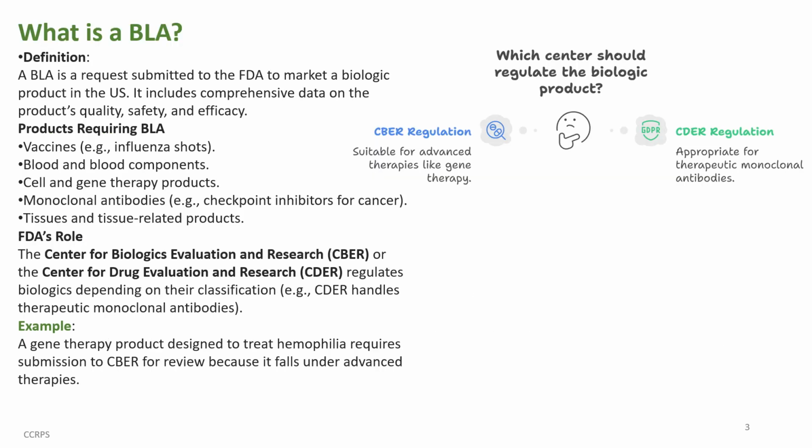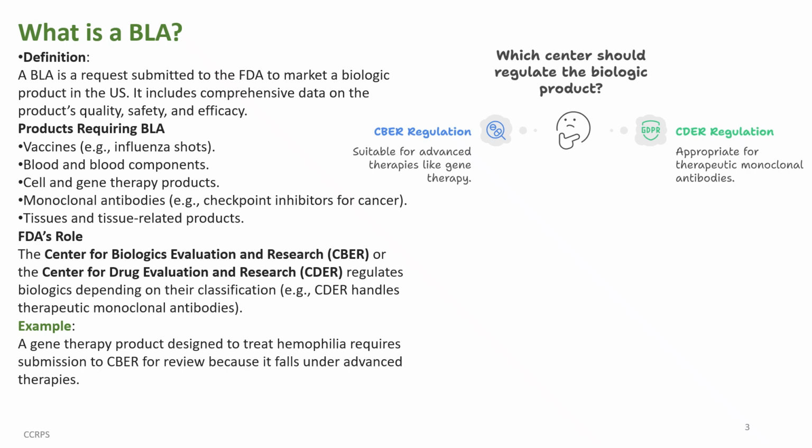What is a BLA? Definition: a BLA is a request submitted to the FDA to market a biologic product in the US. It includes comprehensive data on the product's quality, safety, and efficacy. Products requiring a BLA: vaccines such as influenza shots, blood and blood components, cell and gene therapy products, monoclonal antibodies, for example checkpoint inhibitors for cancer, tissues and tissue-related products.